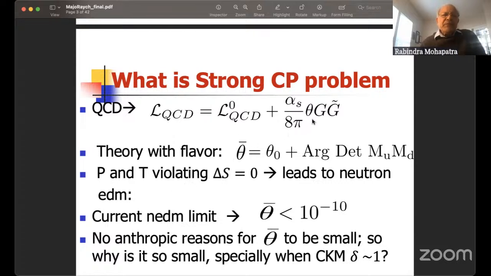If you look at this term, you see that it violates parity and it violates T. And of course, it has strangeness 0 because these are all gluons. So this leads only to one CP violating effect, which is the neutron electric dipole moment. It also leads to other pi-nucleon couplings, which are also CP violating. But the bottom line is that we have measurements of upper limits on the electric dipole moment, and that tells you that theta bar is less than 10 to the minus 10. The question is, why is theta bar so small? Certainly there is no anthropic reason for theta bar to be small. Especially when the CKM angle is of order 1, why should theta bar be small? I think that's the strong CP problem.